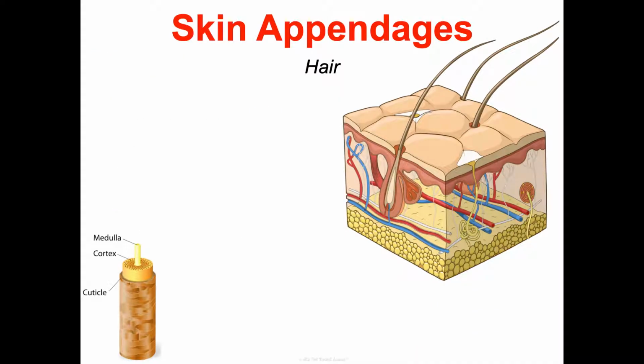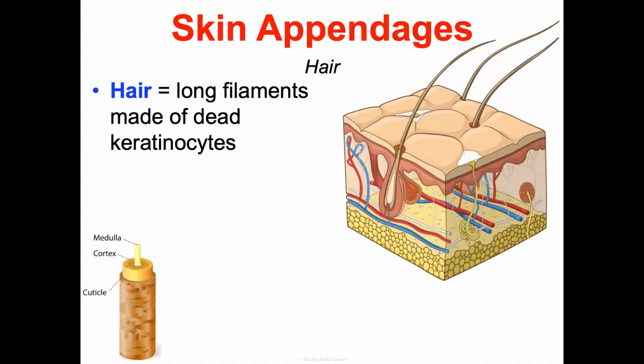All right, let's keep talking about structures. Now we've covered the skin, which is the main part of the integumentary system. But now I want to talk about some of these skin appendages, or I like to think of them as accessories to the skin. So one of those is hair. Your hair is just long filaments made of those dead keratinocytes. That's all, just dead cells. The part that sticks out of your skin is the hair shaft, and then the part underneath the skin would be your hair root.